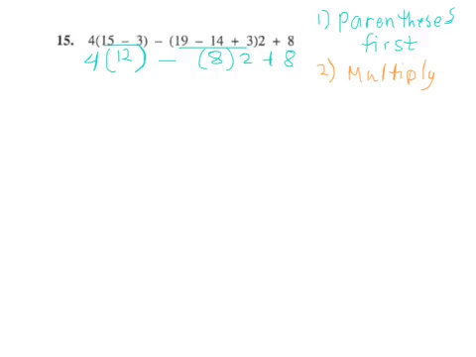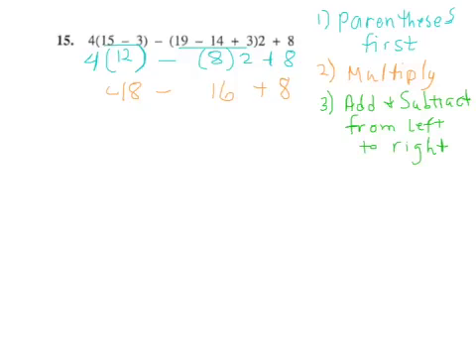So to multiply 4 times 12 is 48. Bring down that subtraction sign, and 8 times 2 is 16, and bring down the addition sign. And then the last step is to add and subtract from left to right. So 48 minus 16 is 32, and then 32 plus 8 is 40. So our answer is 40. This problem follows the rule of PEMDAS, which is parentheses, exponents, multiply and divide, add and subtract. And I'll write that out now.